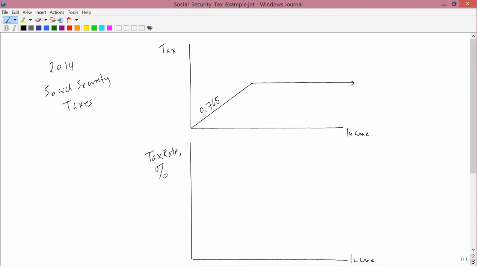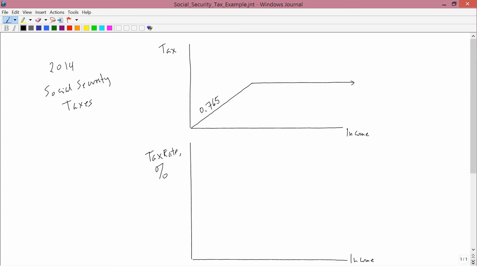Our next example is going to be 2014 Social Security taxes. Now, the reason I'm doing examples using taxes is not because we're studying taxes in this class. We're not. It just happens to be an interesting field of economics from which to take real-world examples to give you practice on figuring out the average and marginal of functions.